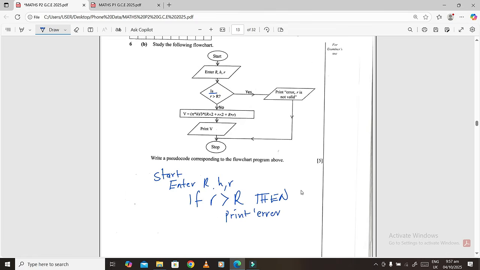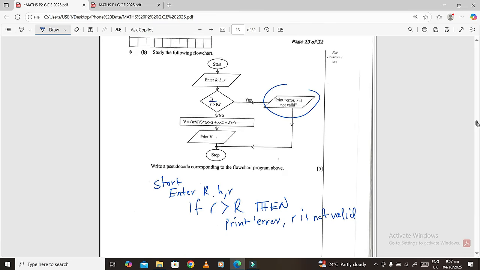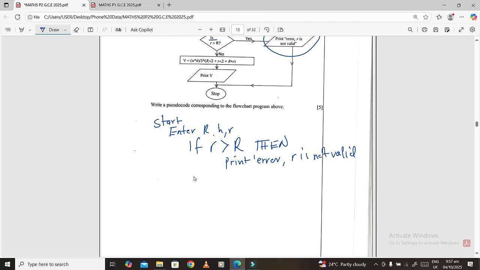Print error. R is not valid. So just copy what is inside here. And when you copy, you are going to say straight with if. You say else. And then else down here, you write the formula straight with print.